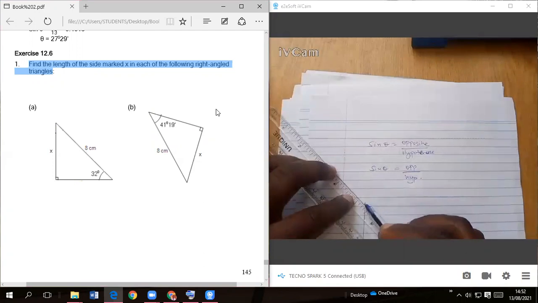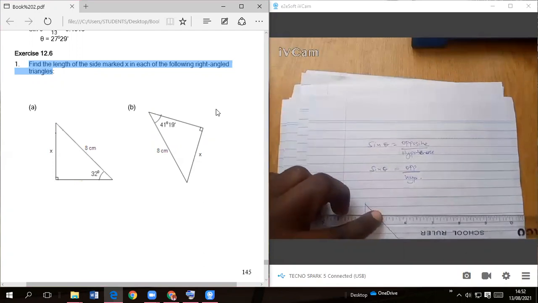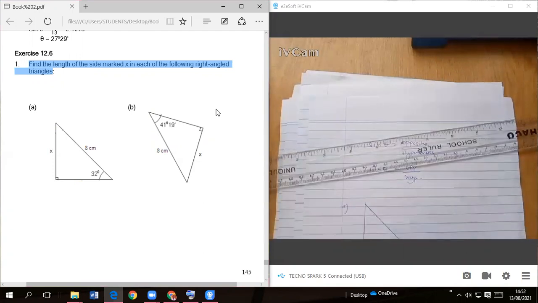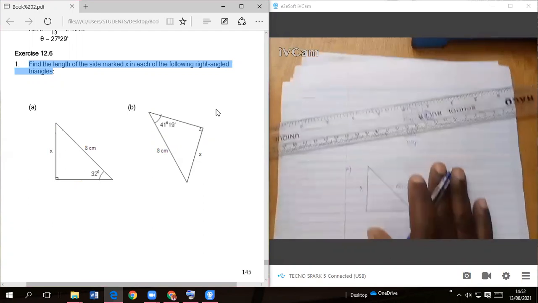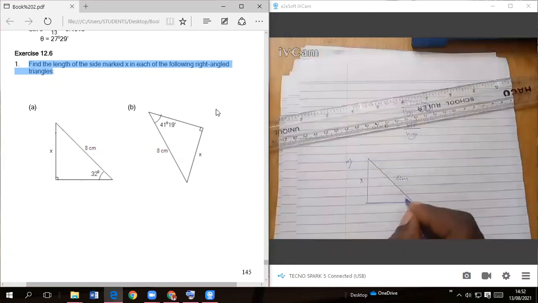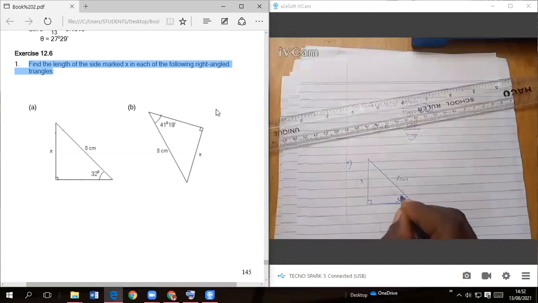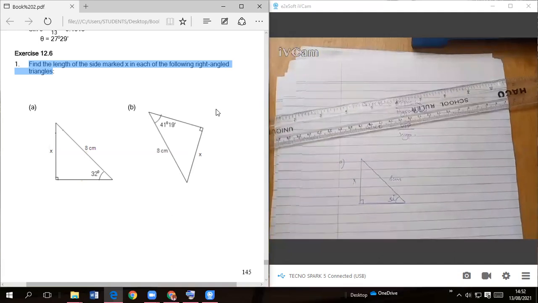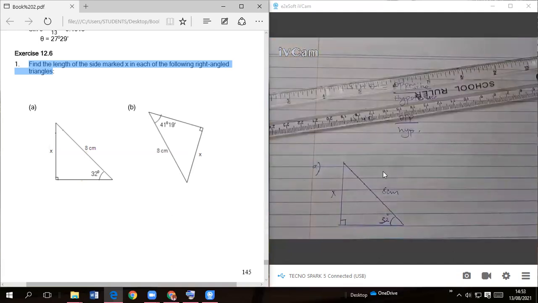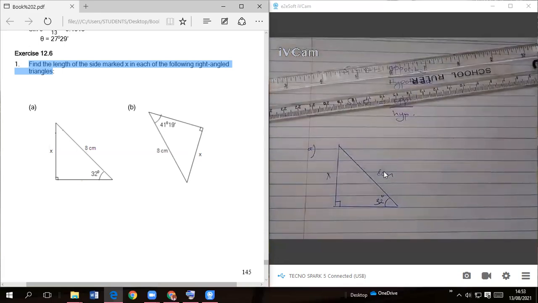Someone has the answer right now. So this is x, 8 centimeters, x 18 centimeters, and this is 32 degrees. This is 90 degrees. So how would we find the value of x?